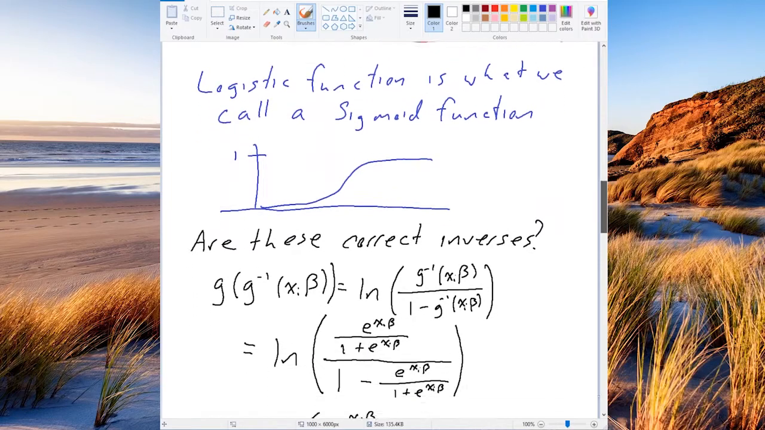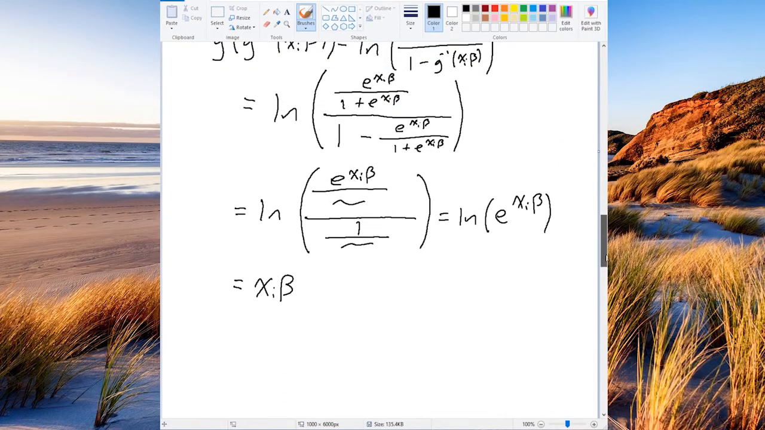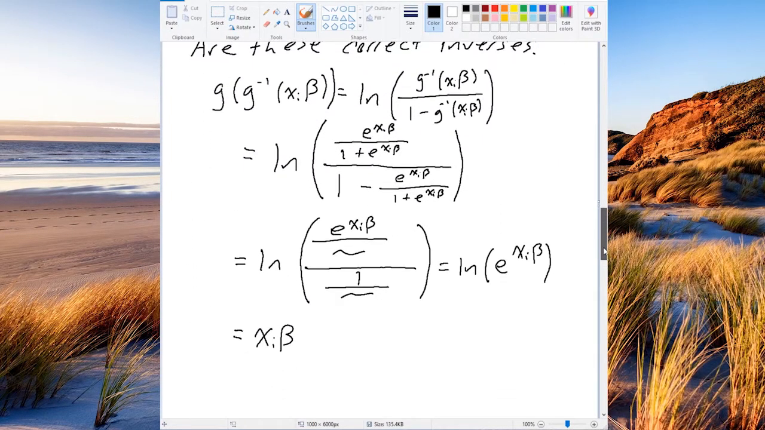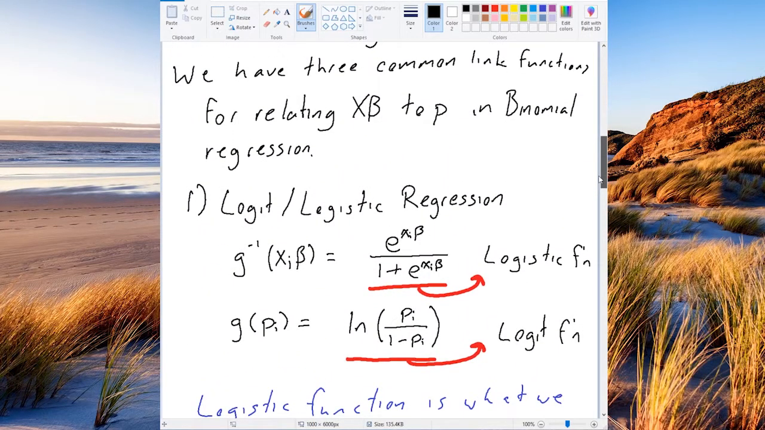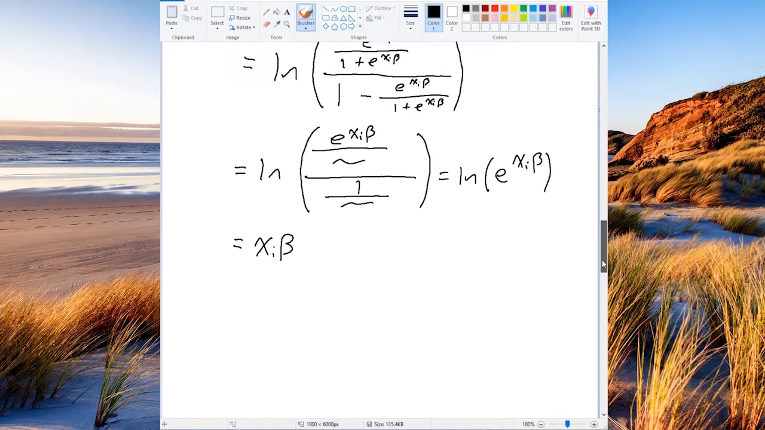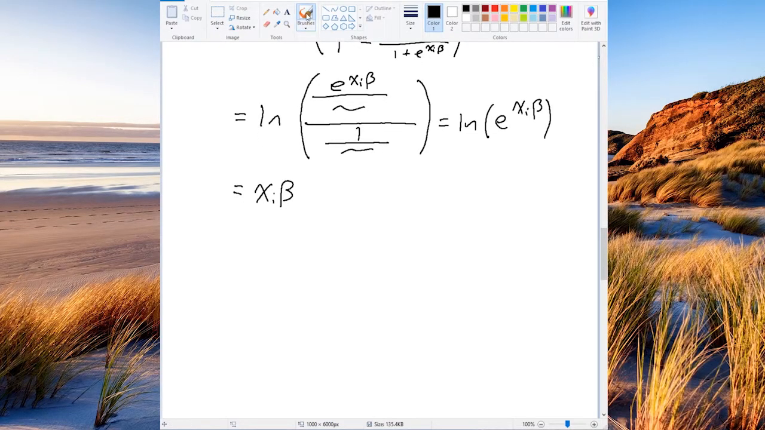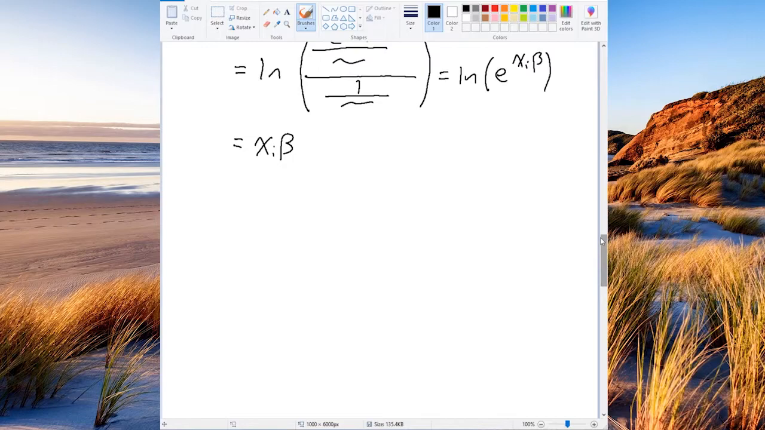Okay, so coming back down here, I've shown that these guys are what I want them to be. Now, I said that this is the first of the common link functions that we use for relating xb to p in binomial regression. What are the other ones that we use? I'm not going to spend nearly as much time on these two. We don't use these as often because there are some nice properties to the logistic, but you may well see these in what you do.